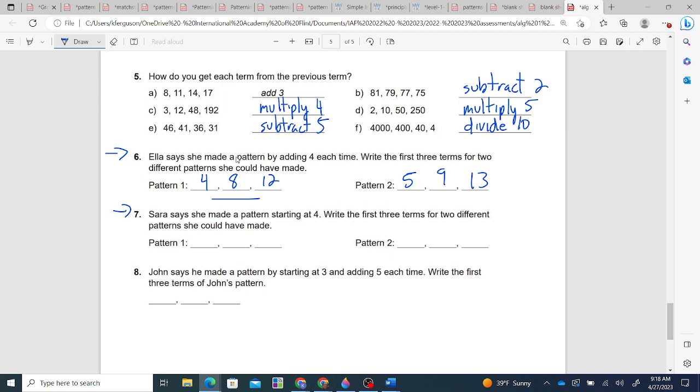All right, so let's look at this one. Sarah says she made a pattern starting with 4. Write the first 3 terms for 2 different patterns she could make. So what's the only restriction I got on these 2 patterns? I have to start with 4. So I can do whatever I want.